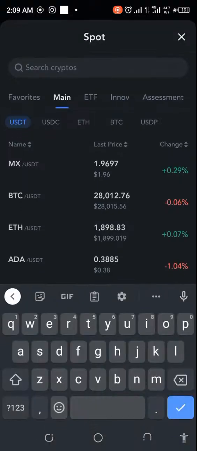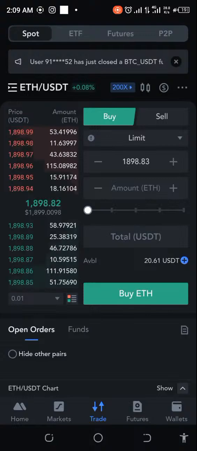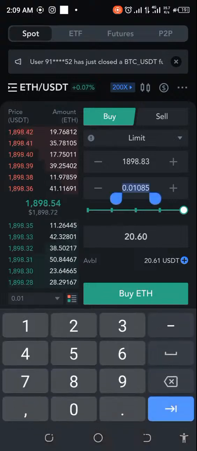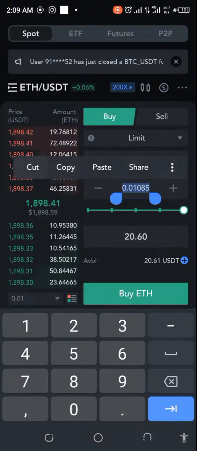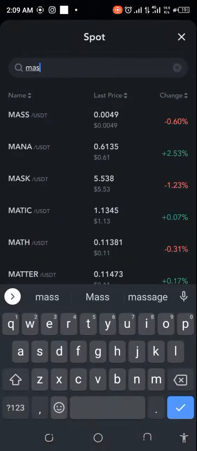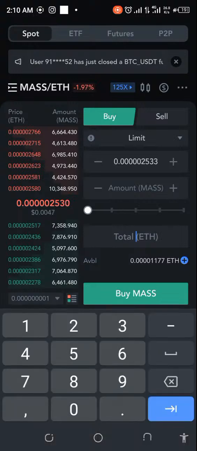Let's go ahead to ETH, and then we'll try to pick up what we have here, like $20.61. So I'm just gonna pick that all up, and then I'm just gonna copy. Oh, it didn't even pick everything up, it just picked up 20.60. That's fine. So let's just copy that, and then let's cut it, whichever one you want, and then go over to MASS/ETH, because ETH happens to be the lower pair, right? So then we'll just paste this in the ETH segment, and let's see. Let's paste that here.